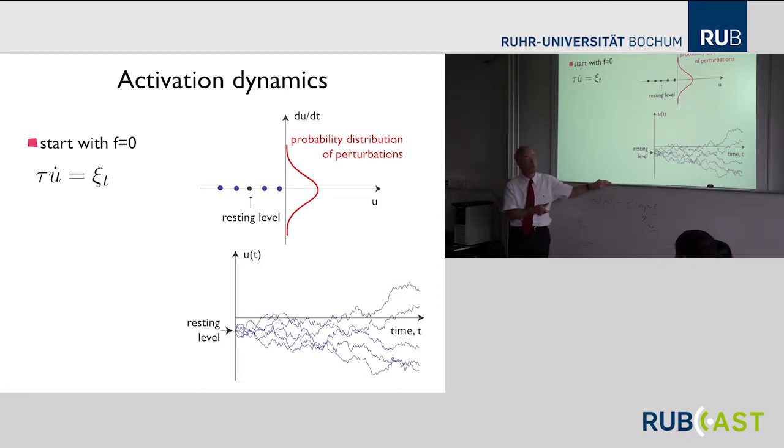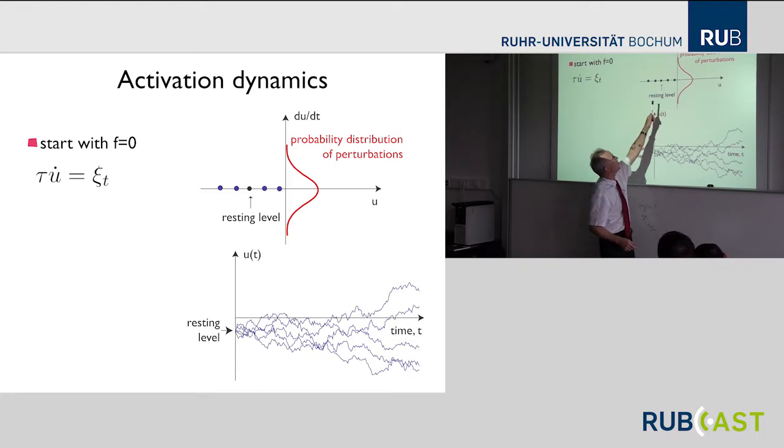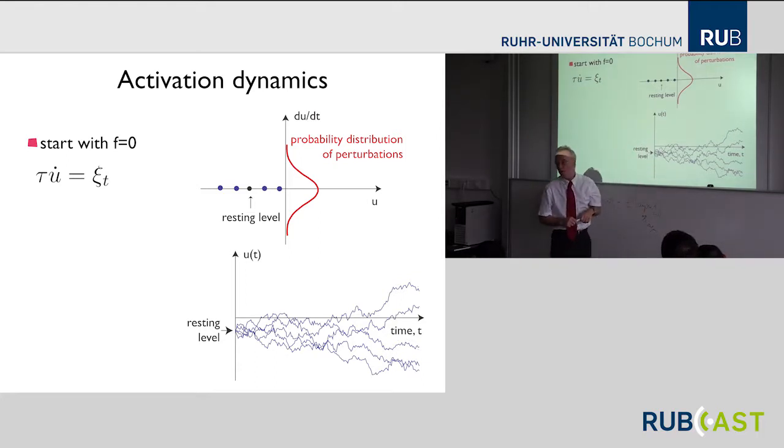But if noise pushed you, let's say, from the resting level to this blue one, there's also no reason why you would go back. You just stay there then. And that shows up here as this diffusion. Here I simulated that equation on a computer, starting it all at the same level, the resting level. I just took some negative number, called that resting level, and then I just integrated that in time.